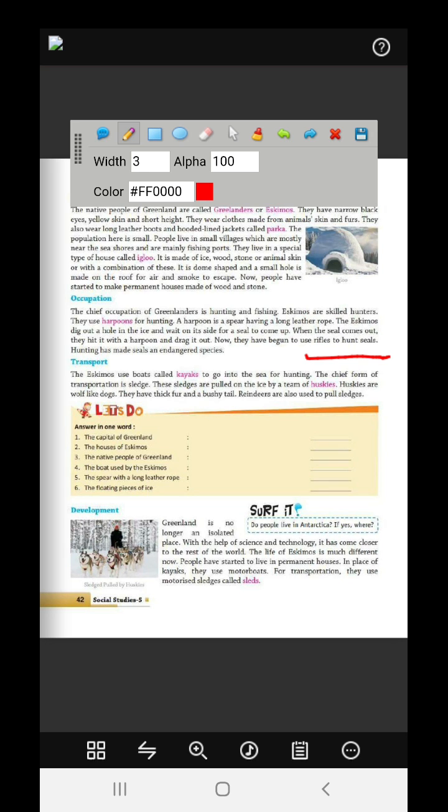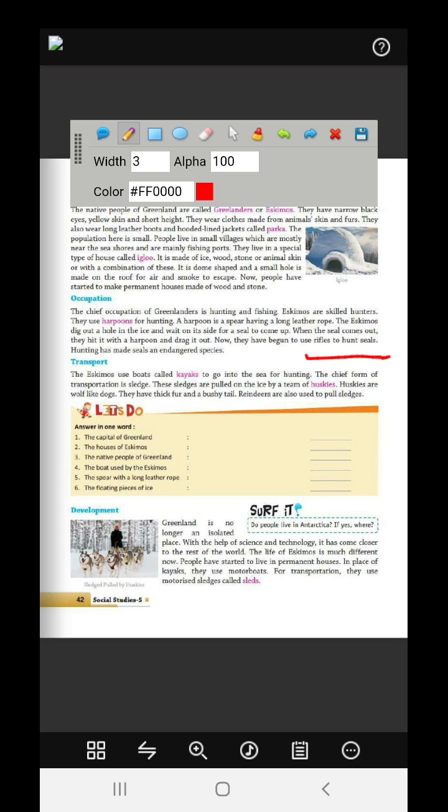Sledges are pulled by huskies. Huskies are wolf-like dogs. Santa has reindeers, but in reality we have huskies to pull the sledges. Reindeer actually do exist. Yeah, reindeer exist. Why not? Santa? No. They have thick fur and a bushy tail. Reindeers are also used to pull sledges, but on a low scale. Mainly huskies are used to draw the sledge.